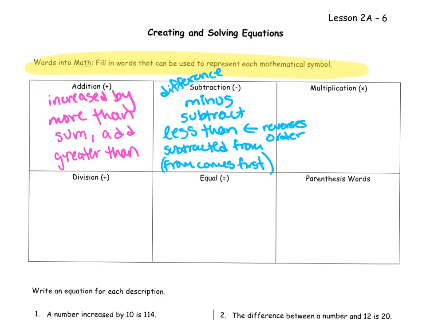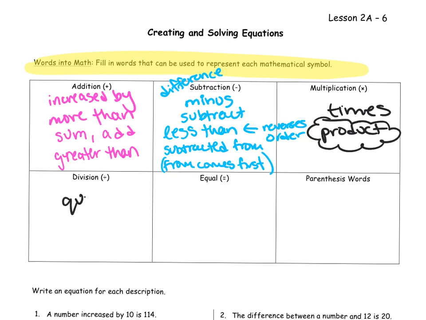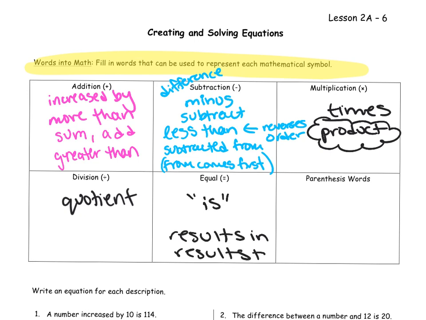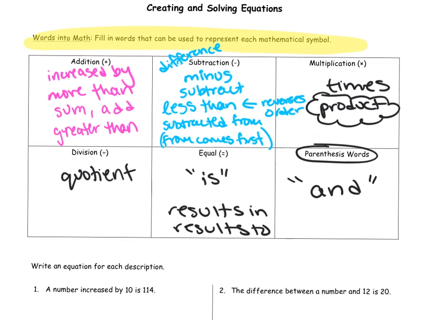We also have multiplication, so we're going to look out for words like times or product. Product, a really big one. For division, we usually have quotient. Equals, you might see something like is, or results in. And then words that might pertain to using parentheses would be seeing the word and. So again, these are just some examples. If you come up with any others, let me know.